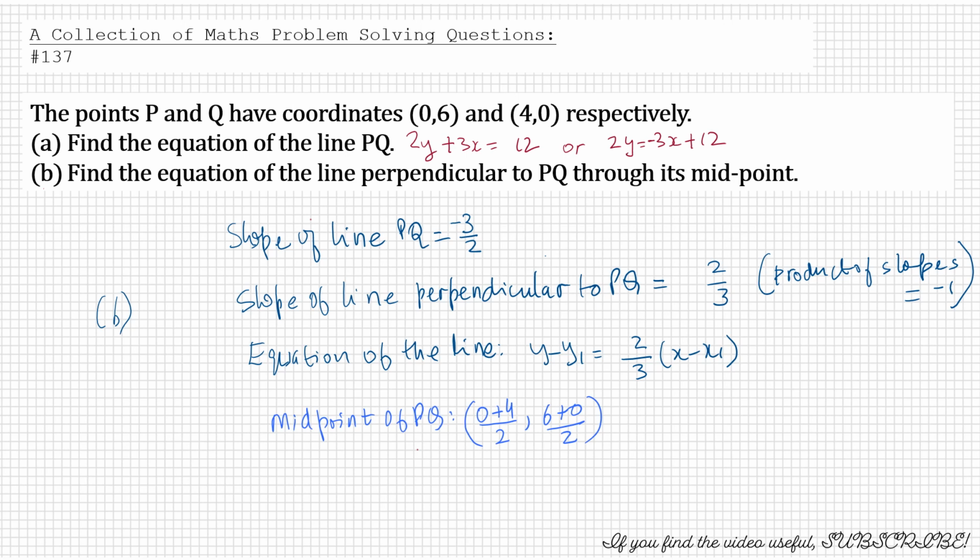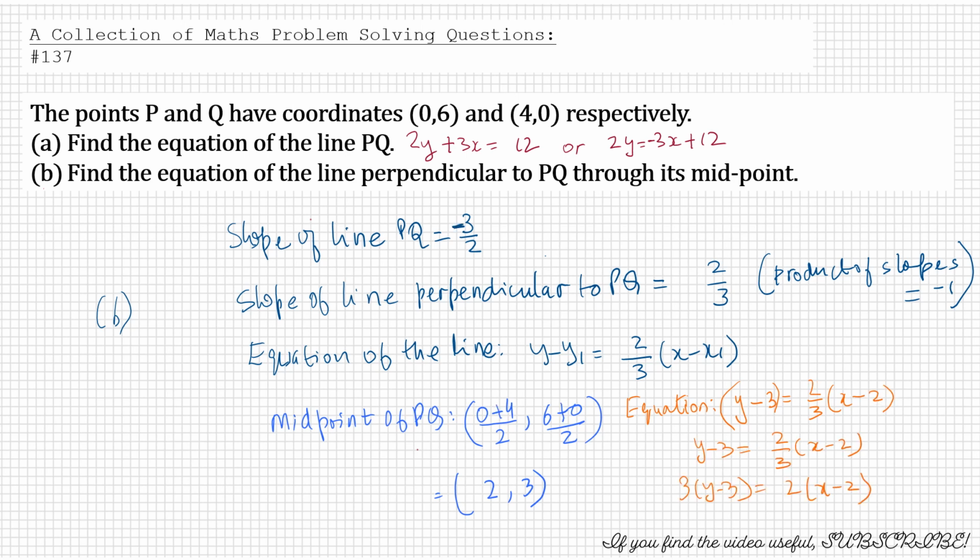Now the midpoint: 0 plus 4 divided by 2 and 6 plus 0 divided by 2, that gives you (2, 3). Be careful with signs once again, please. So our equation will be y minus 3 equals 2/3 of x minus 2. We multiply both sides by 3 to start with, so it will be 3y minus 9 equals 2x minus 4.